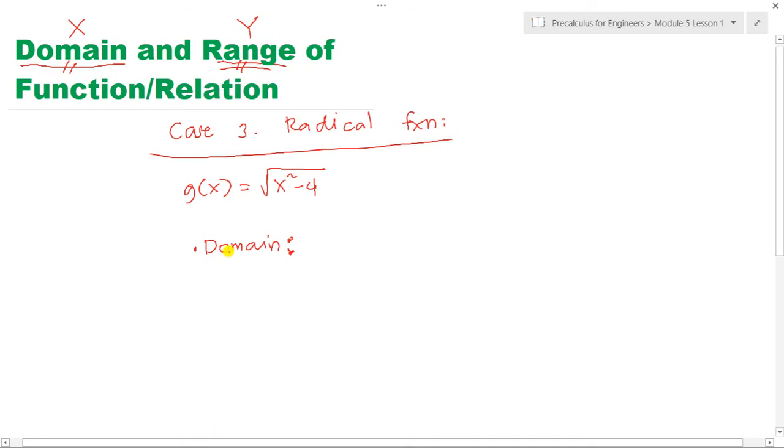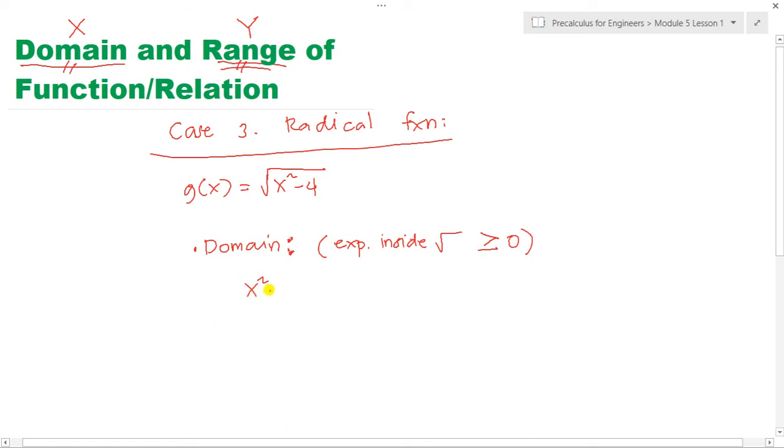Diba? Since naa man tay radical sign, for the domain, you must see to it that the expression inside the radical symbol must be, unsa man class? Must be, dili siya pwedeng negative. So in other notation, that must be greater than or equal to 0. Mora gyud na ang atong restriction class. Mao na ang atong domain class. X squared.